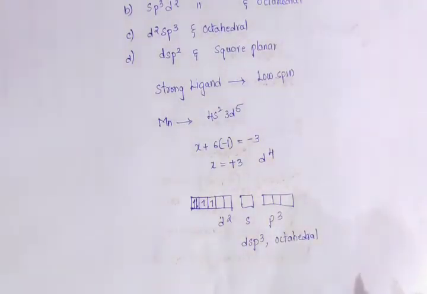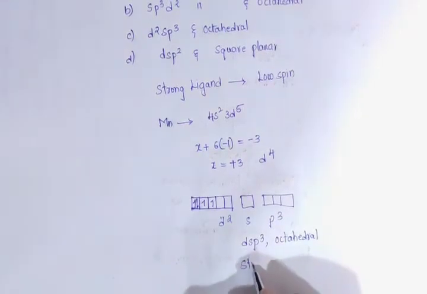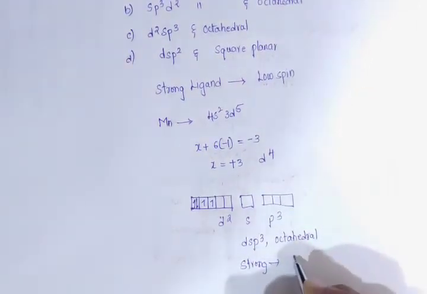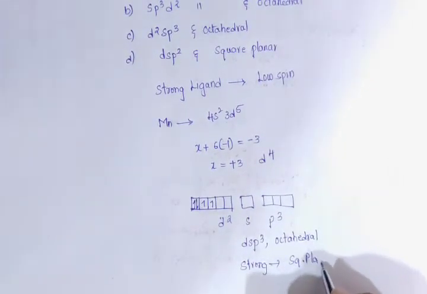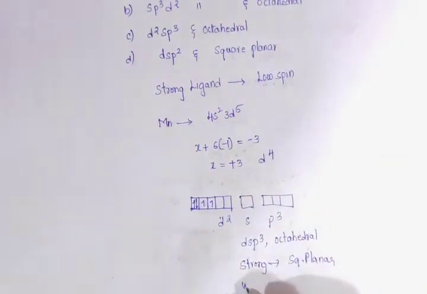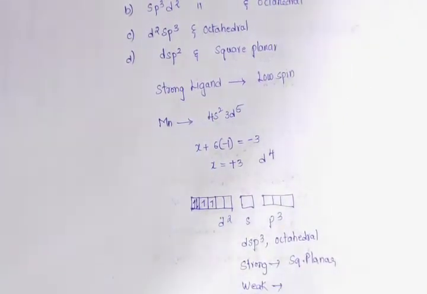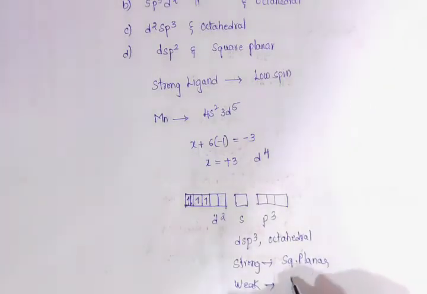If 4 ligands are there, we have to choose whether it is tetrahedral or square planar depending upon the ligand. If the ligand is strong field, it forms square planar complexes. If the ligand is weak, it forms tetrahedral complexes.